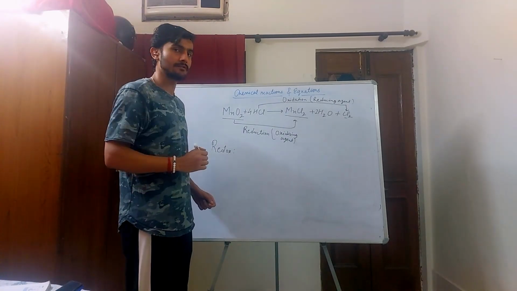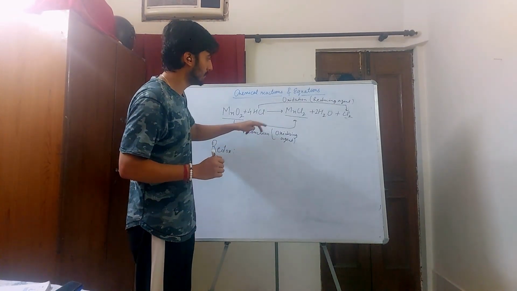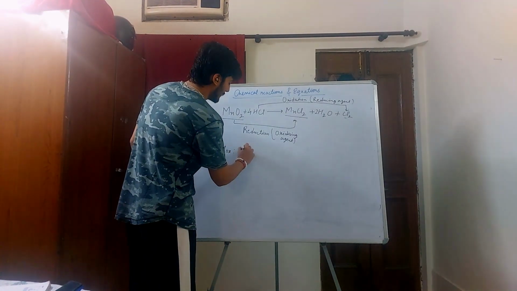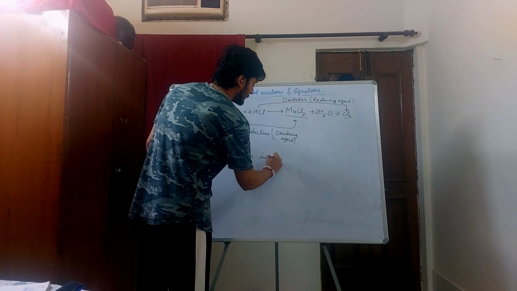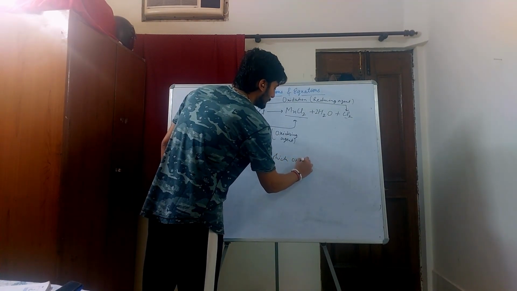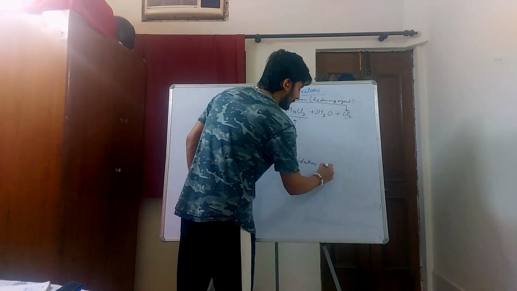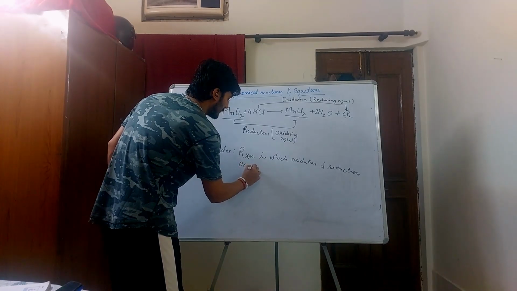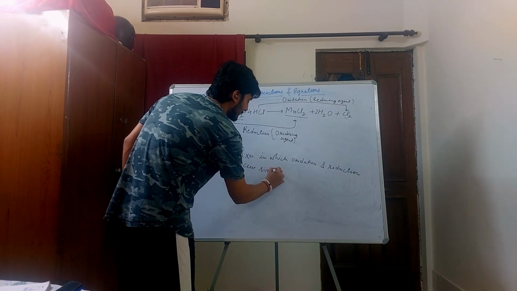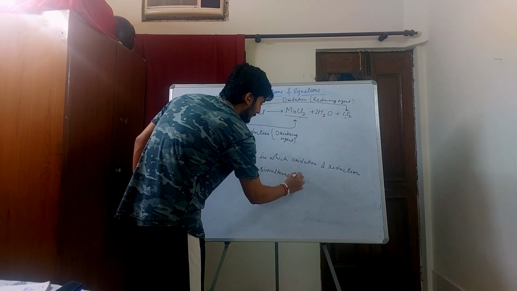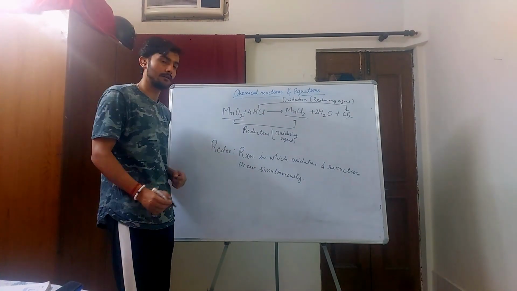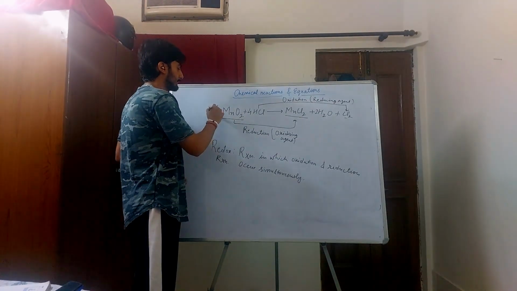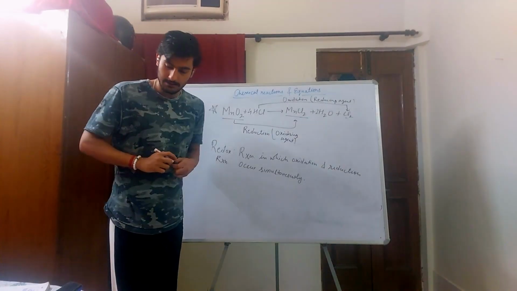One more thing, redox reaction. What is a redox reaction? A reaction where reduction and oxidation both take place simultaneously is called a redox reaction. A reaction in which oxidation and reduction occur simultaneously is known as a redox reaction. So the example is very important, and it can come for balancing also, keep it in mind.